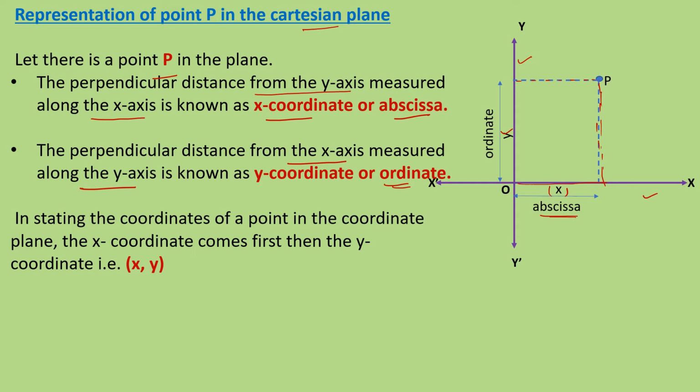In stating the coordinates of a point in the coordinate plane, the x-coordinate comes first, then the y-coordinate. So here, if we have to write the coordinates of the point P, the x-coordinate will come first. So what is the x-coordinate? x. And the y-coordinate is y. So this point will be (x, y).